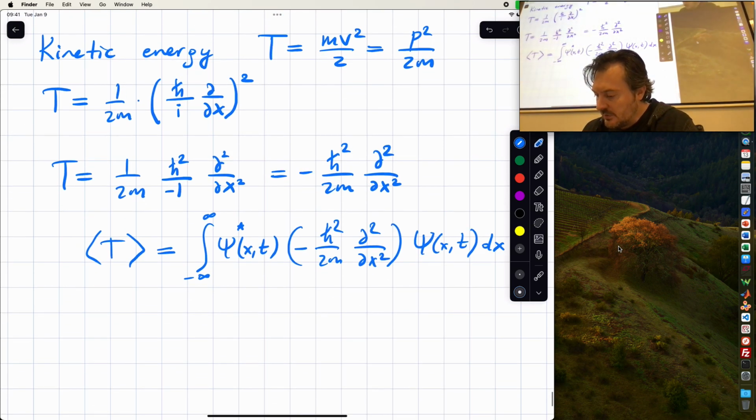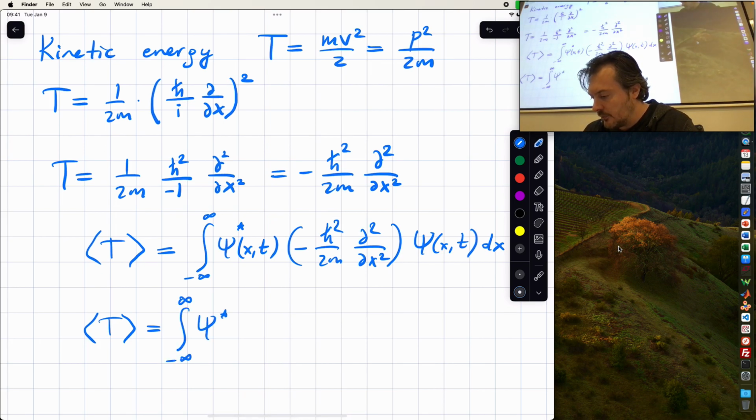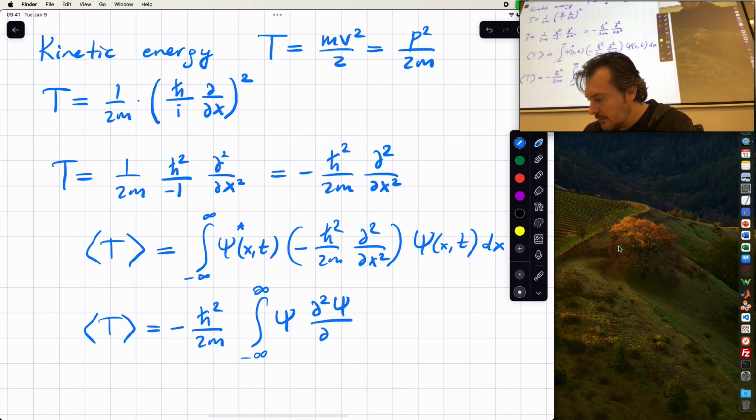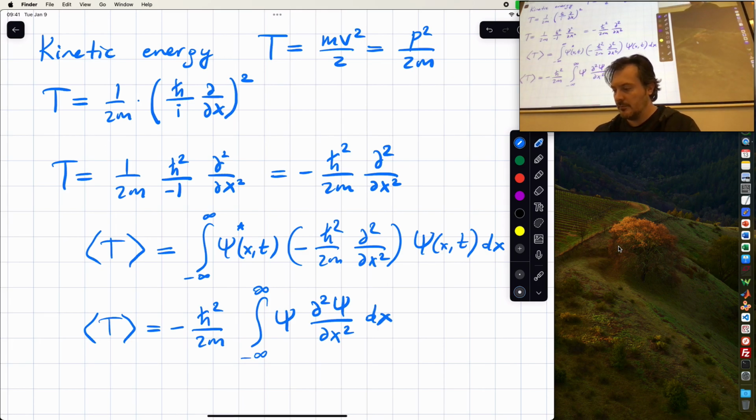So what happened just tells me that if I want to find the average value of kinetic energy, I need to do psi star. I need to evaluate, okay, let me take out the constants, I need to evaluate this integral. Does it make sense mathematically? Yes. But physically not yet. Okay, but look at what happens. We are going somewhere with this.